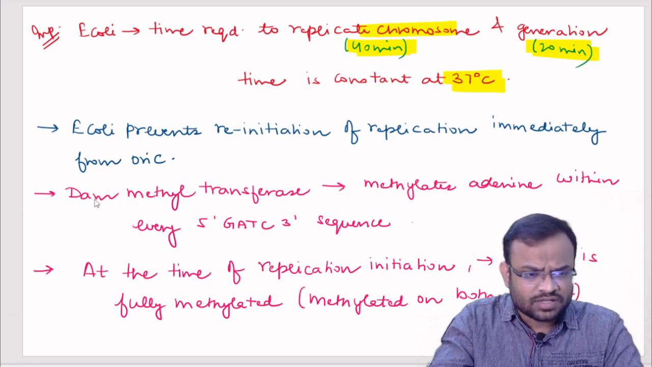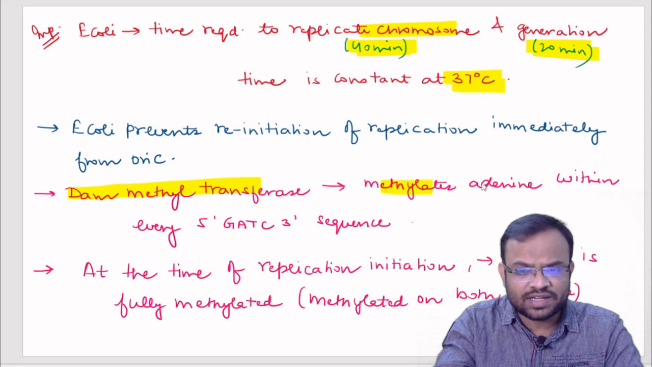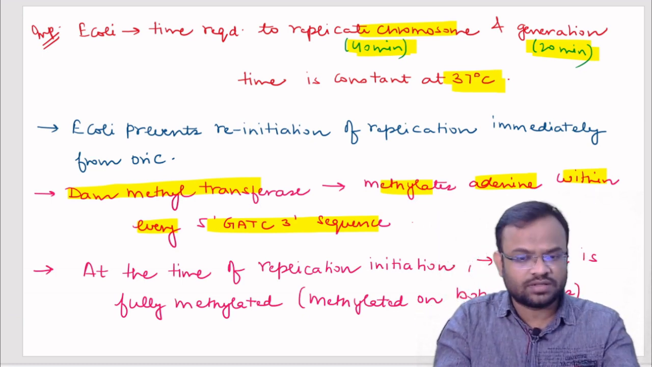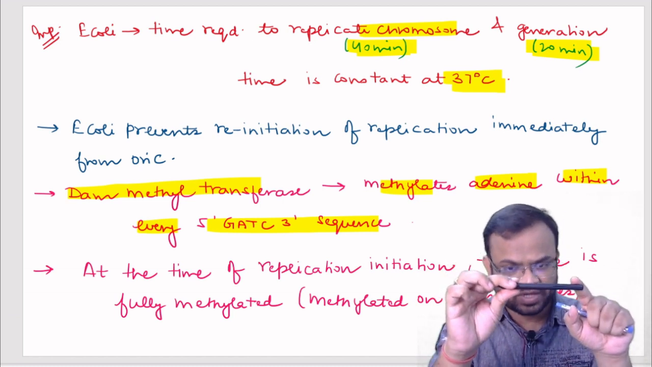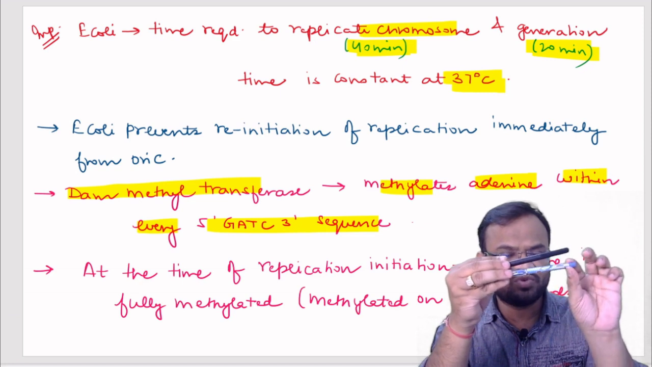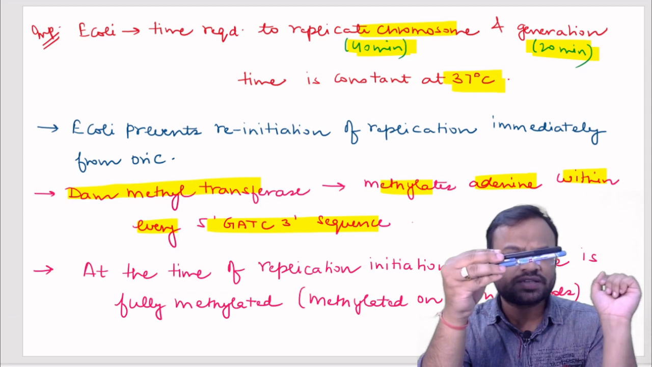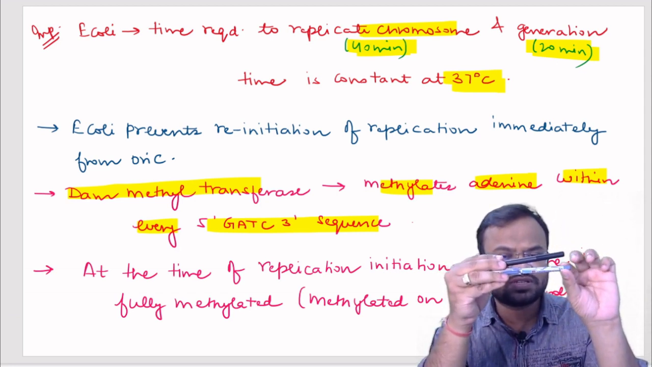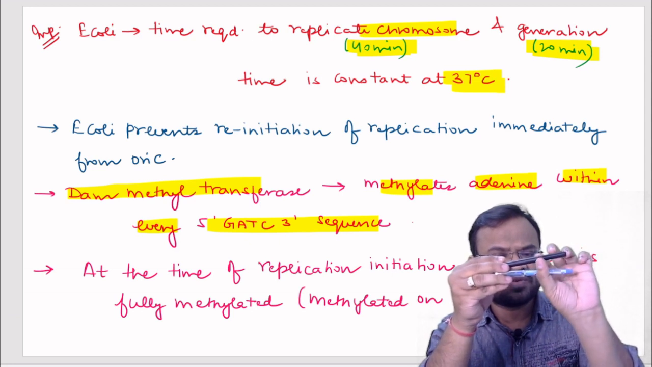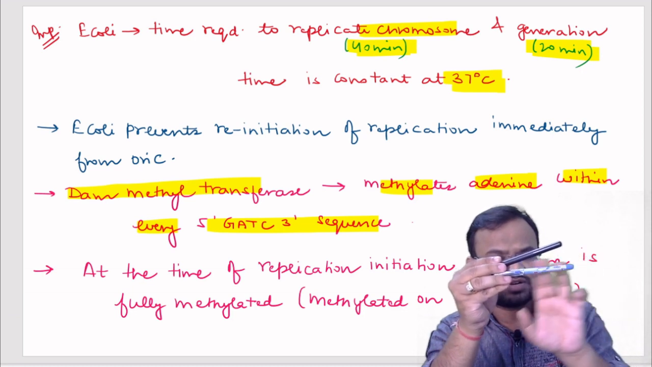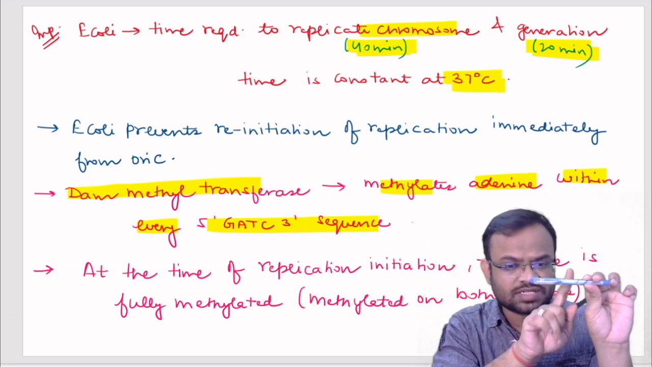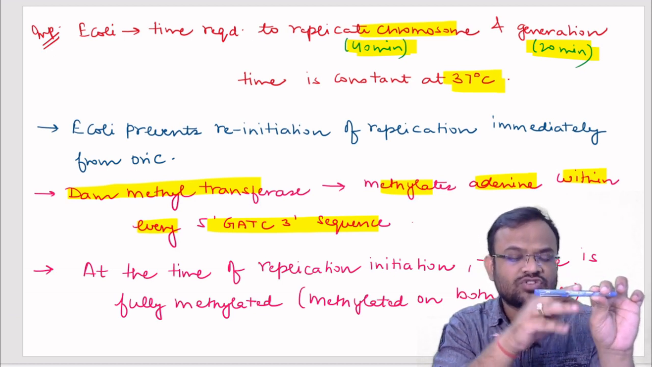Next, DAM methyltransferase methylates adenine within every 5' GATC sequence. Understand this. Suppose I am showing you that this was the DNA strand that was being copied. From this DNA strand, another DNA strand has just been synthesized. This blue region is the new DNA strand that has been synthesized. But from this black one, this blue one was synthesized, and there are chances that it might have some mutations. There are chances that the strand over here was not perfectly complementary. There might be some mutations during the replication. So that is why E. coli does not want this strand to function as a template as soon as it is synthesized.